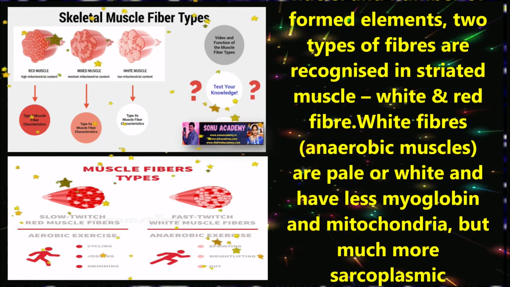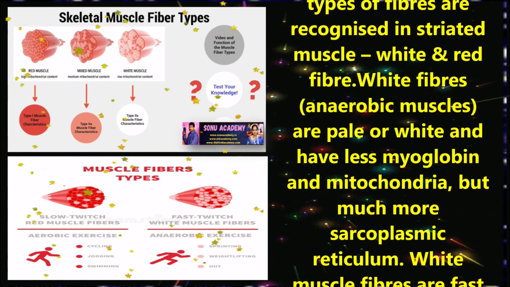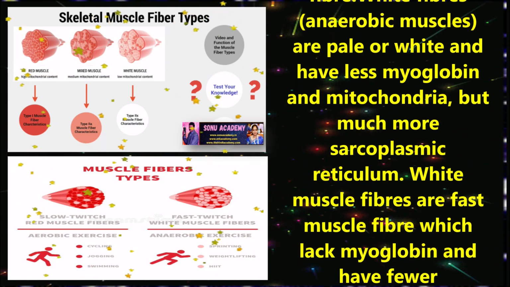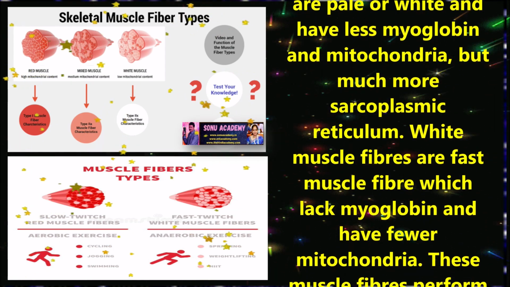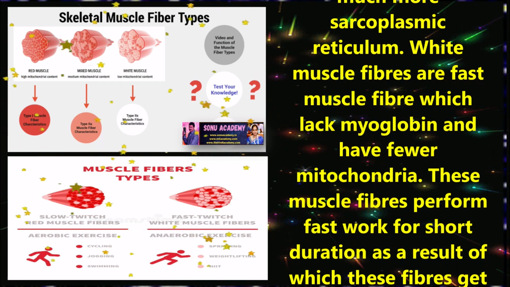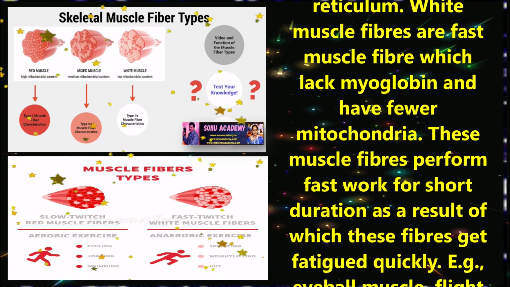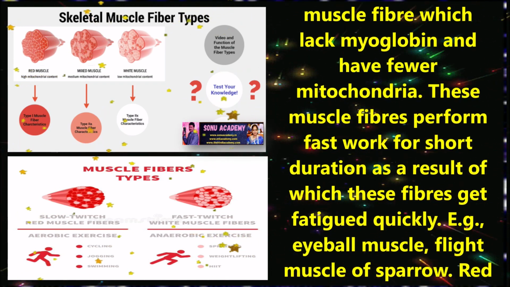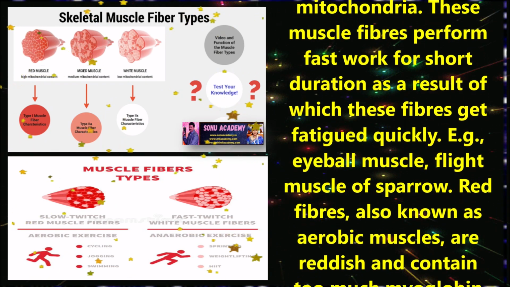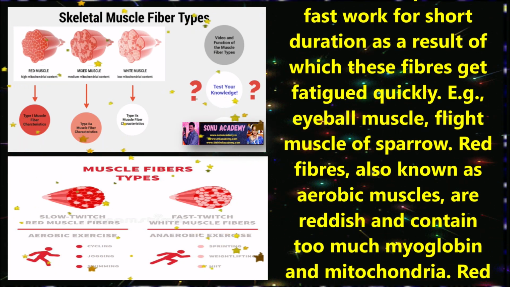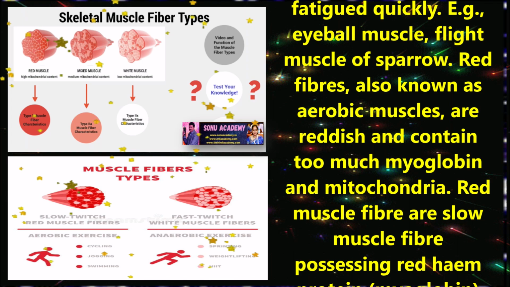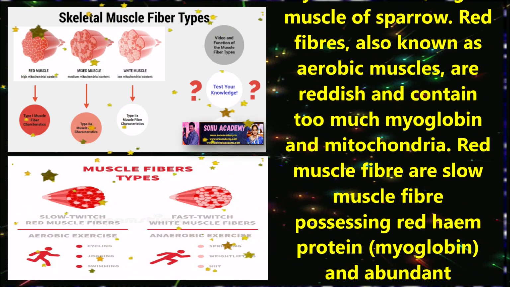White fibers, anaerobic muscles, are pale or white and have less myoglobin and fewer mitochondria but much more sarcoplasmic reticulum. White muscle fibers are fast muscle fibers which lack myoglobin and have fewer mitochondria. These muscle fibers perform fast work for short duration, as a result of which these fibers get fatigued quickly. Examples: eyeball muscles, flight muscles of sparrow.